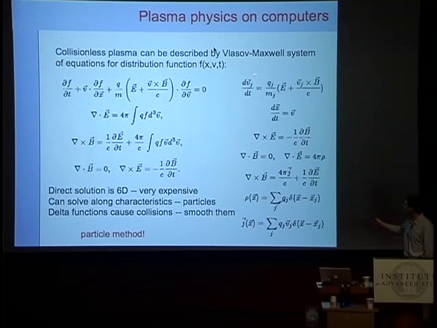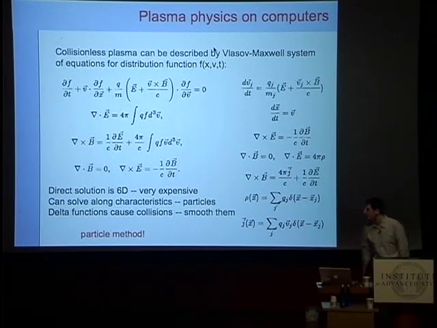So for a given particle, we can solve its equation of motion. Here it's written in a non-relativistic form. So dv/dt is just the Lorentz force, the electric and the magnetic forces. And then dx/dt is just the motion of the particle.